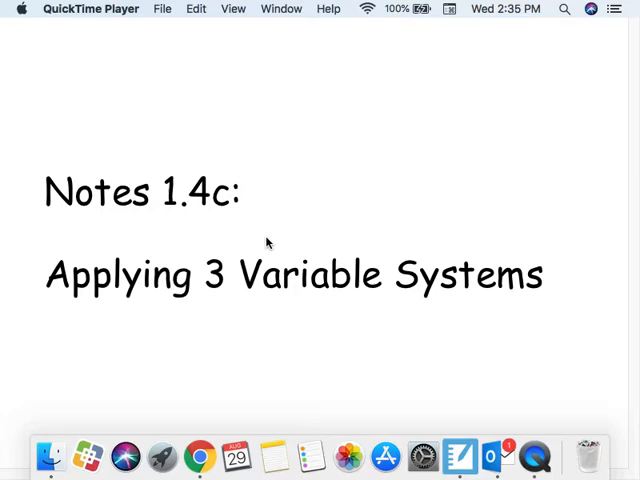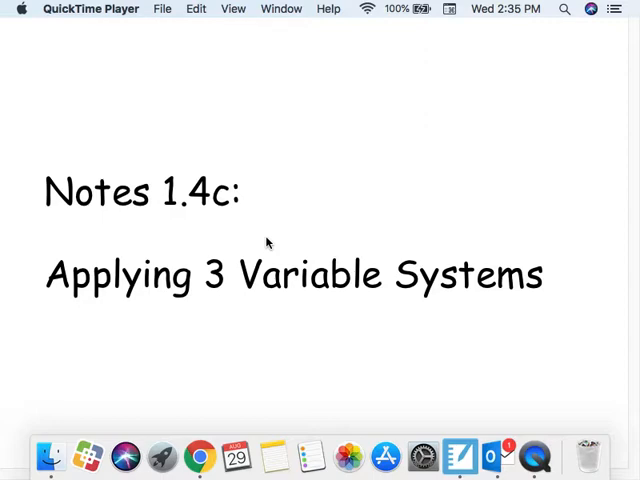This is notes 1.4C. Pick it up. That's easier. Will we ever put in page 26, 1.3? Maybe. Not today. I'm drowning in papers.